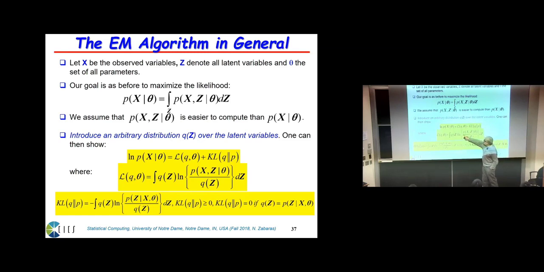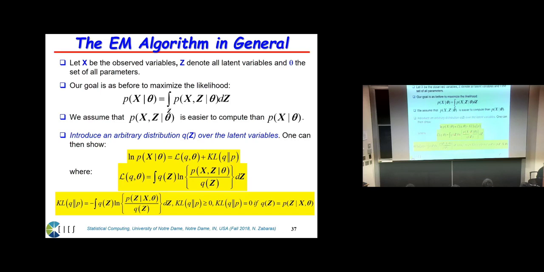If you write the log here, log of the numerator minus log of the denominator, what's the integral of Q log of Q? Does that sound familiar? Maybe with a minus sign, we have a distribution Q, log of Q. What is that? How about the entropy? Right, so Q log of Q is the entropy, with a sign there.